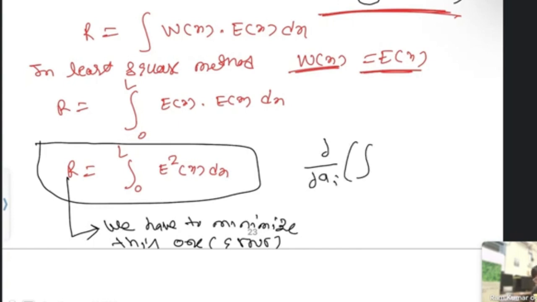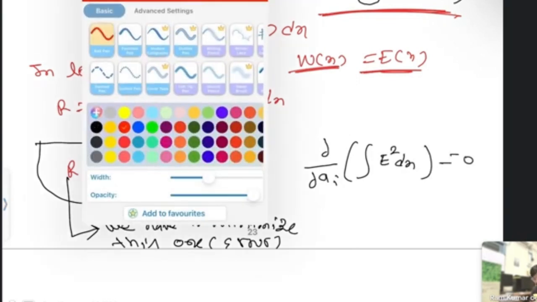So just one thing you have to remember here.